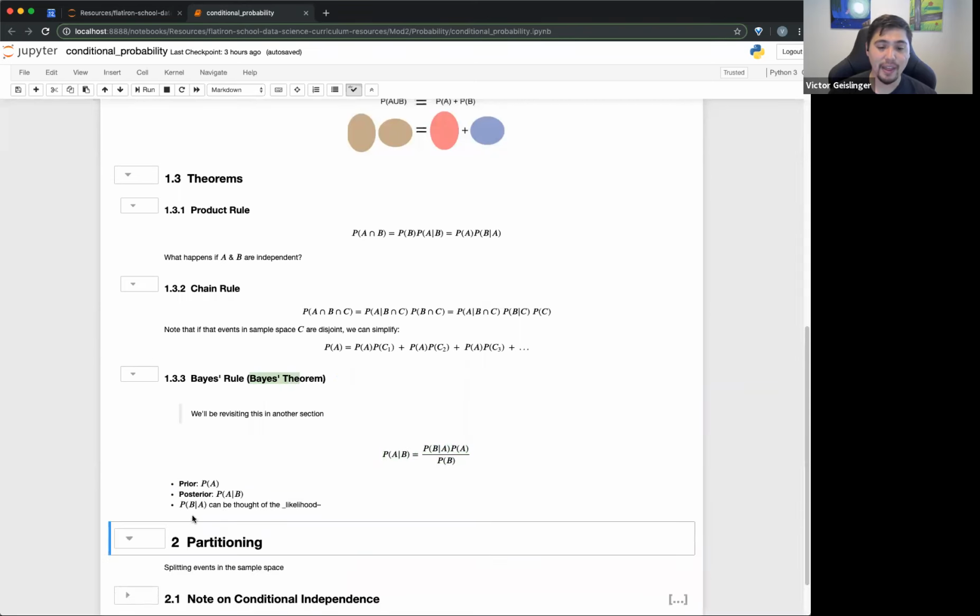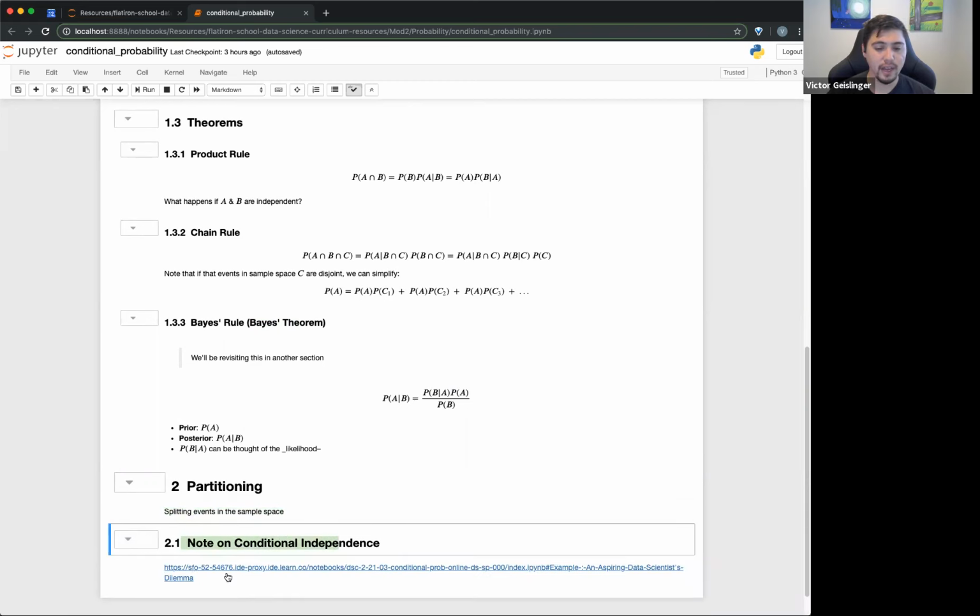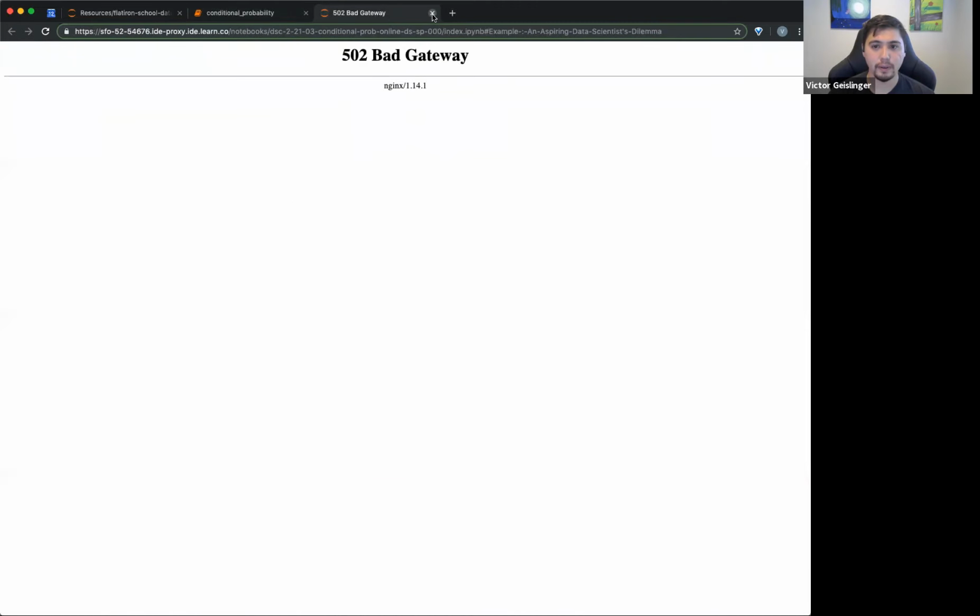Okay. And then we have partitioning. So just know that you can split the events into different sample spaces. I did have an original note on conditional independence. You can see it's blank right now. But basically there's a specific, actually I don't know if this will link over. Yeah, that won't link over right now.